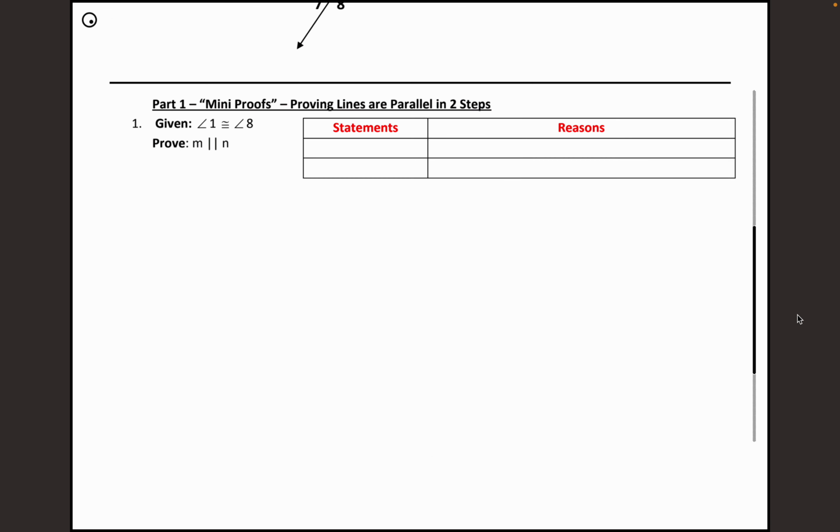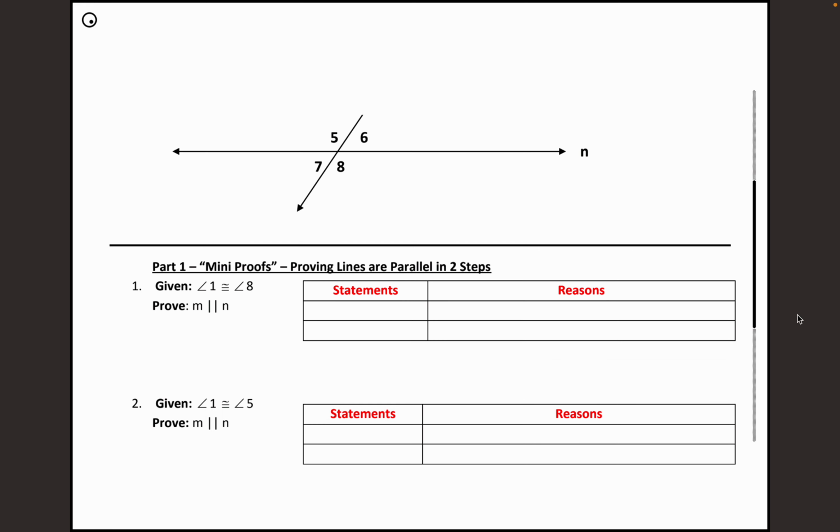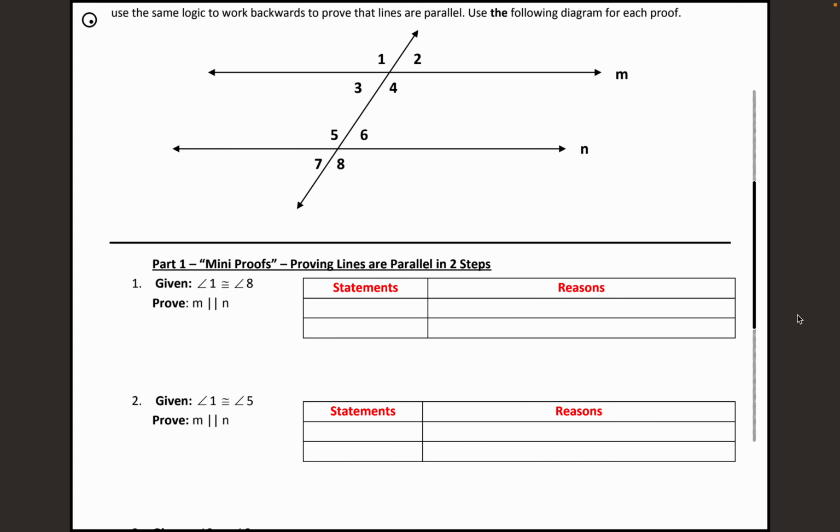When I look at this number 1, it has 2 statements, 2 reasons. What's my first statement going to be? What I'm given. So I'm going to put angle 1 is congruent to angle 8. What's my reason? Given. What do I always put as the last statement? What we're proving. So you automatically know 3 of the boxes out of the 4.